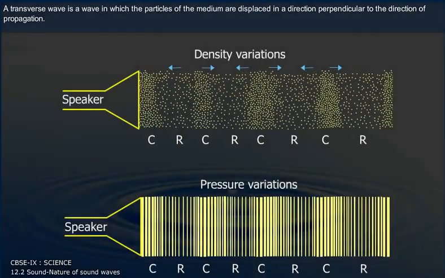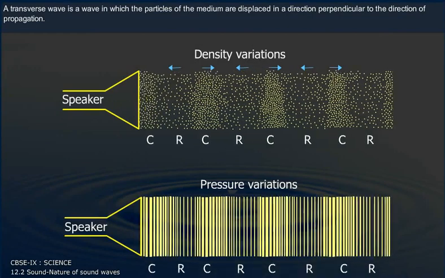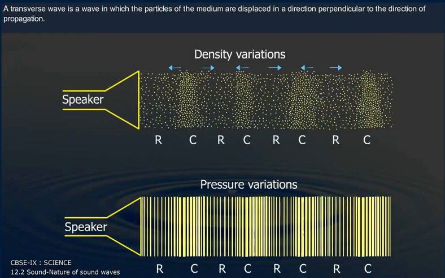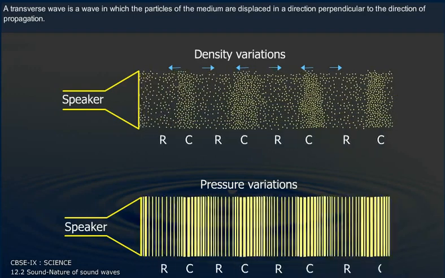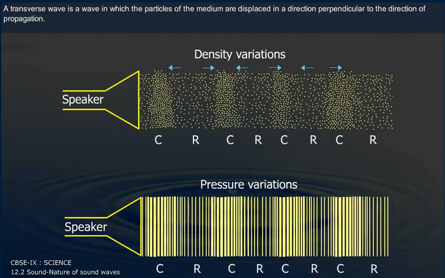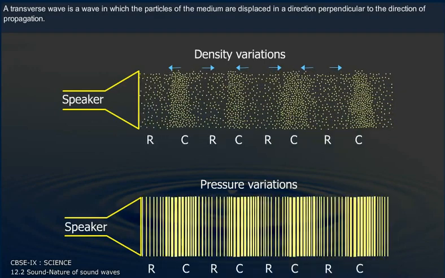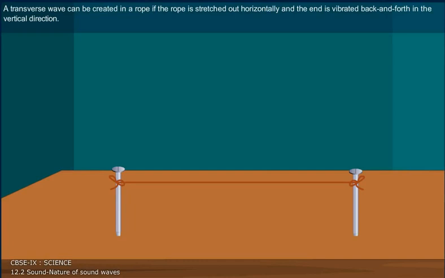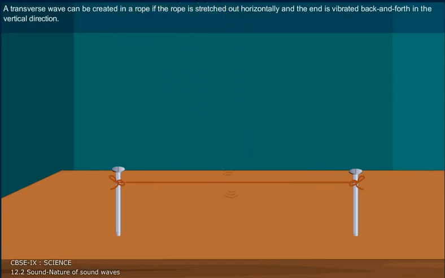A transverse wave is a wave in which the particles of the medium are displaced in a direction perpendicular to the direction of propagation. A transverse wave can be created in a rope if the rope is stretched out horizontally and the end is vibrated back and forth in a vertical direction.